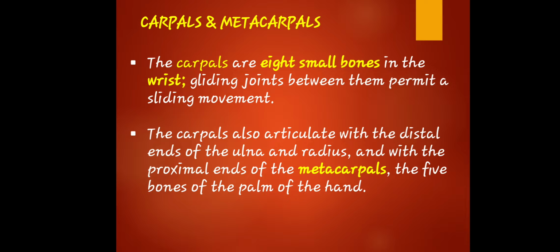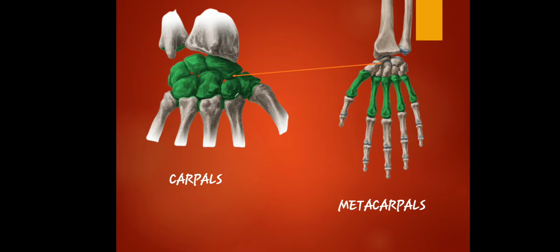The carpals are 8 small bones in the wrist. Gliding joints between them permit a sliding movement, while the metacarpals, at their proximal ends, are the 5 bones of the palm of our hand. So let's see. These are the carpals and metacarpals. As you can see, in the higher part are our metacarpals, while in the lower part, at the end of it, are our carpals.